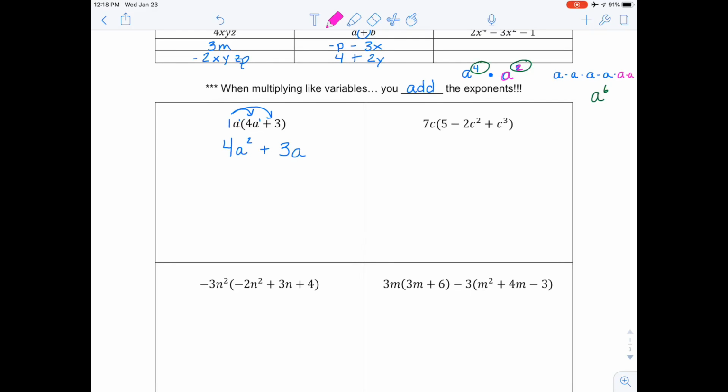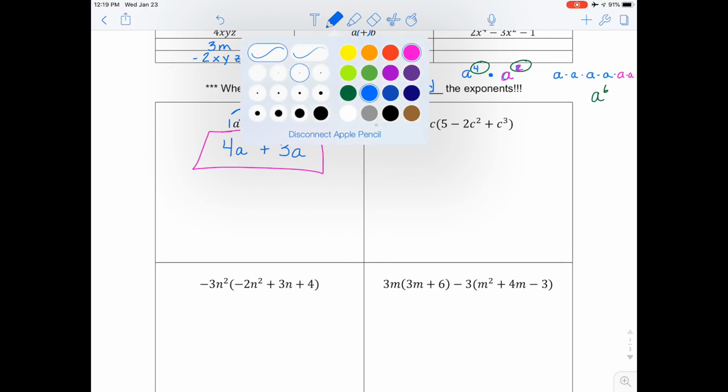The answer is no, because these are not like terms. Yes, they both have an a, but in order to be like terms, if you can remember from way back when, like the first week of school, they have to have the same variable and the same exponent. So since they don't both have a squared, we cannot add them. All right, look at example 2 over here to the right. We have 7c times all of this stuff in parentheses, 5 minus 2c squared plus c to the third. So we're going to distribute.